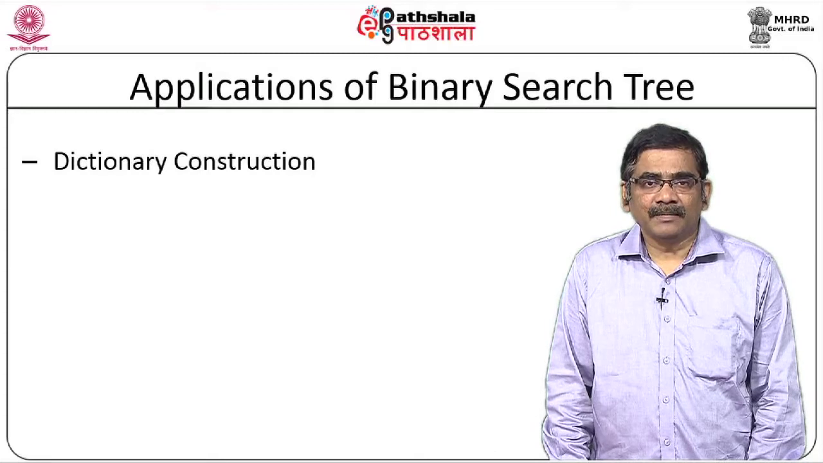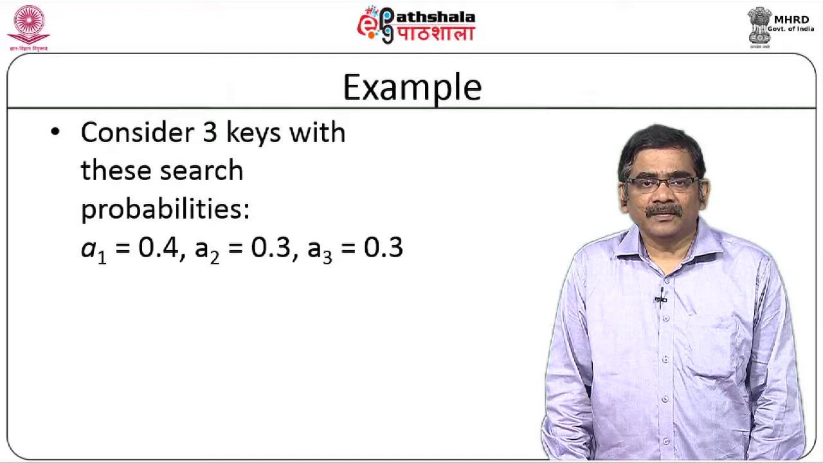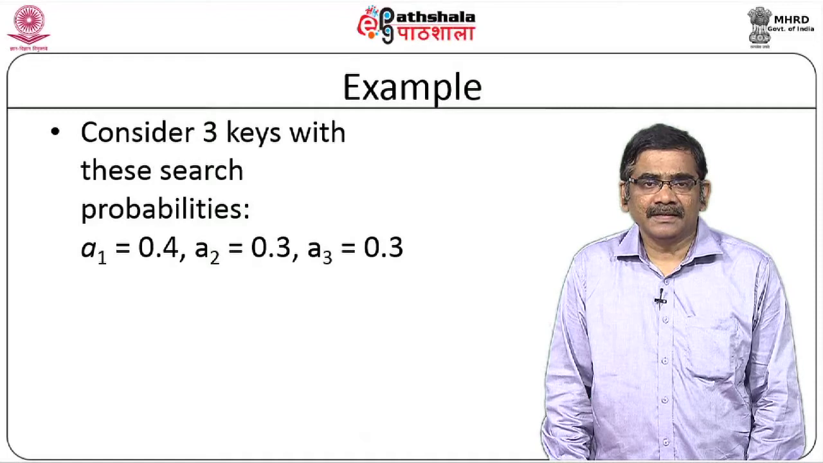This is one of the primary motivations behind the concept of the binary search tree. Fine. Let us take one simple example. Let us try to construct a BST. Let us take 3 keys and assume these are the various probabilities. Probability comes in suddenly here because every word, every key, occurs with a frequency. So, let us assume that there are 3 keys with the probabilities of 0.4, 0.3 and 0.3.